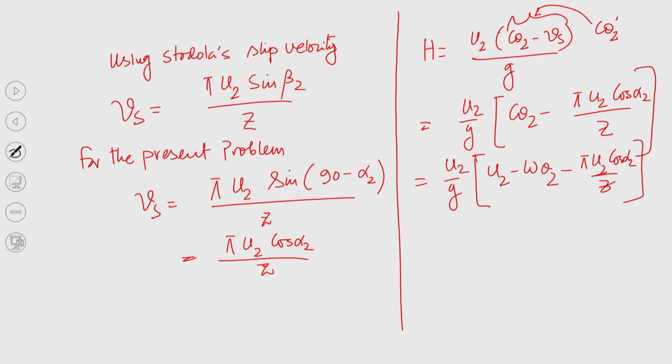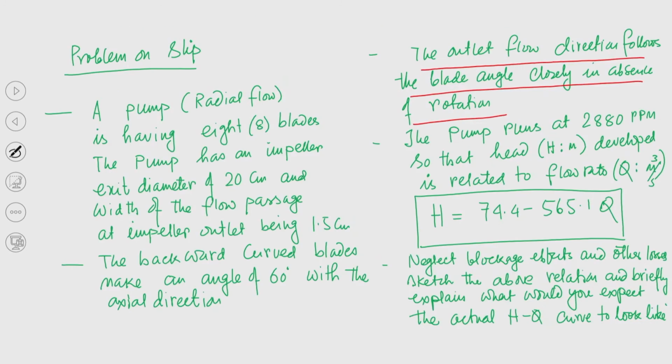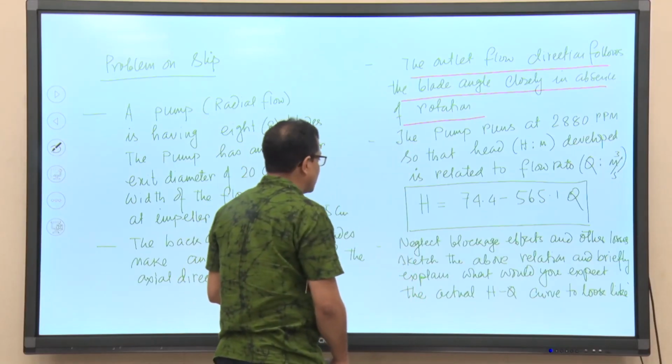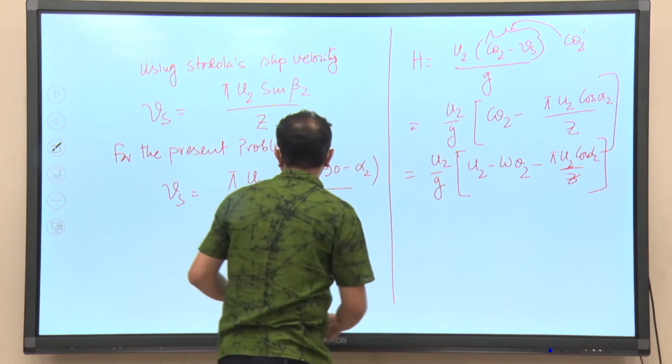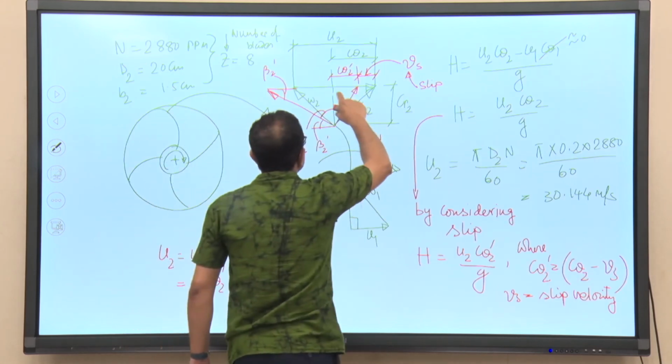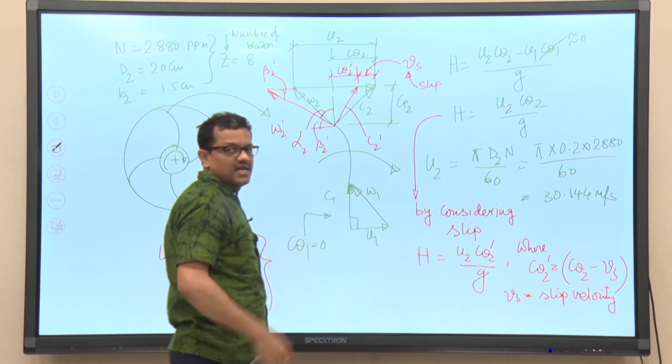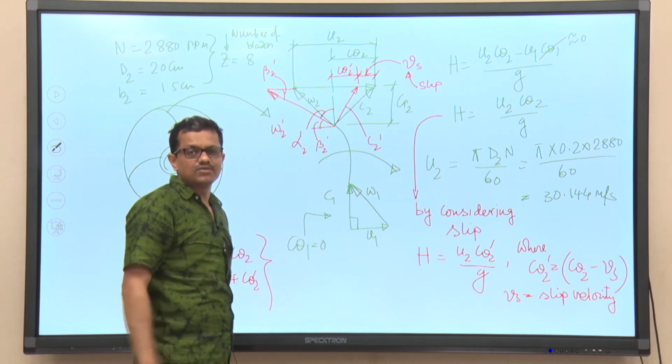Okay. So, now the question is what about w theta 2? If we go to the problem statement, then we have to write in this form. Somehow we need to write H in terms of Q, but the expression that we have till now is like this. So, if we try to use the velocity triangle, we can relate W theta 2 in terms of CR 2, and CR 2 can be easily written in terms of the flow rate.